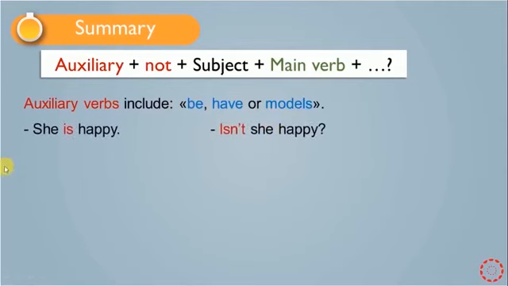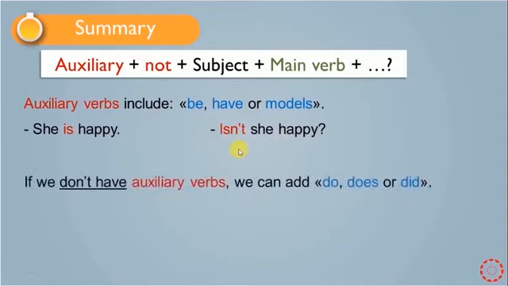Look at these examples. She is happy. We have an auxiliary verb here, which is verb to be, is, and we can form the negative question like that, as we said, isn't she happy? And also we said if we don't have auxiliary verbs, we can add these auxiliary verbs by ourselves. We say do and does. We use them for the present tense and did for the past one.